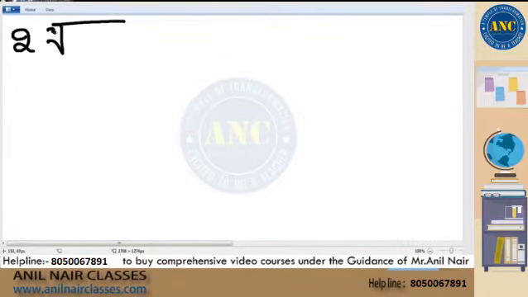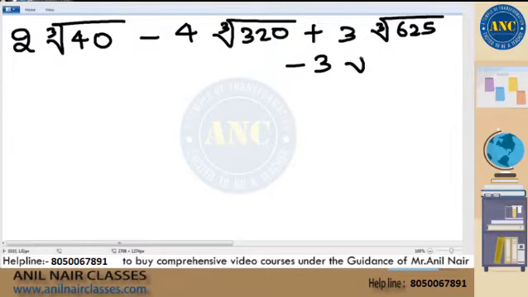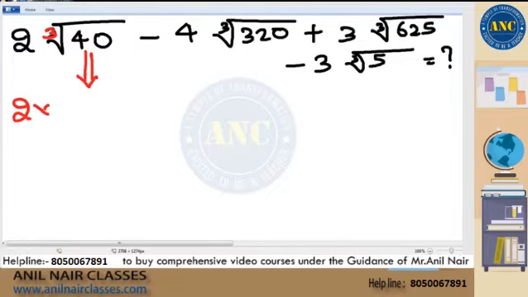2 into cube root of 40, 4 into cube root of 320 plus 3 into cube root of 625 minus 3 into cube root of 5. This value I need to find. Very easy, sir. Because it is a cube root, try to write the perfect cube value inside the cube root. That means the perfect cube for 40 is 8 into 5. Cube root of 8 is 2. Take the 2 outside. Remaining 5, write it as it is.